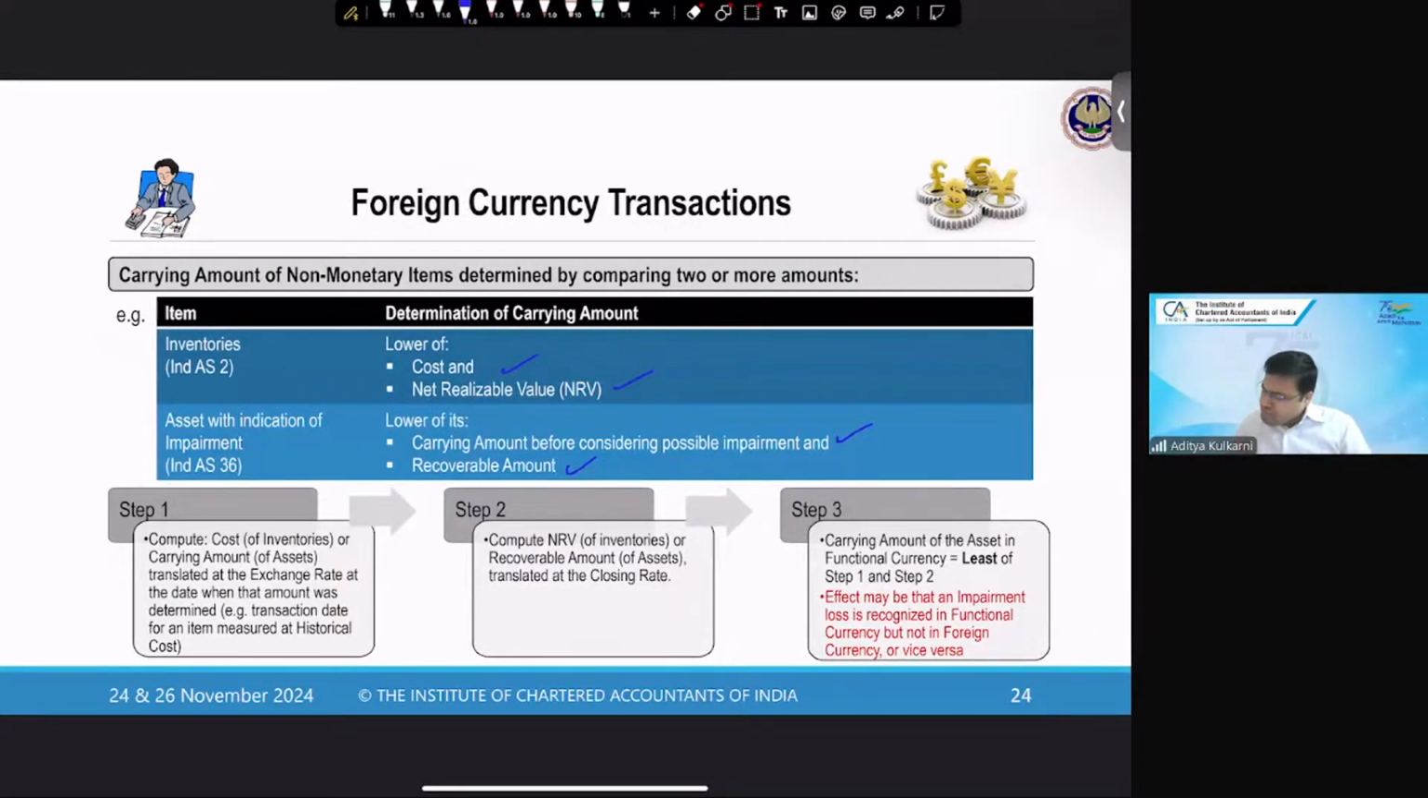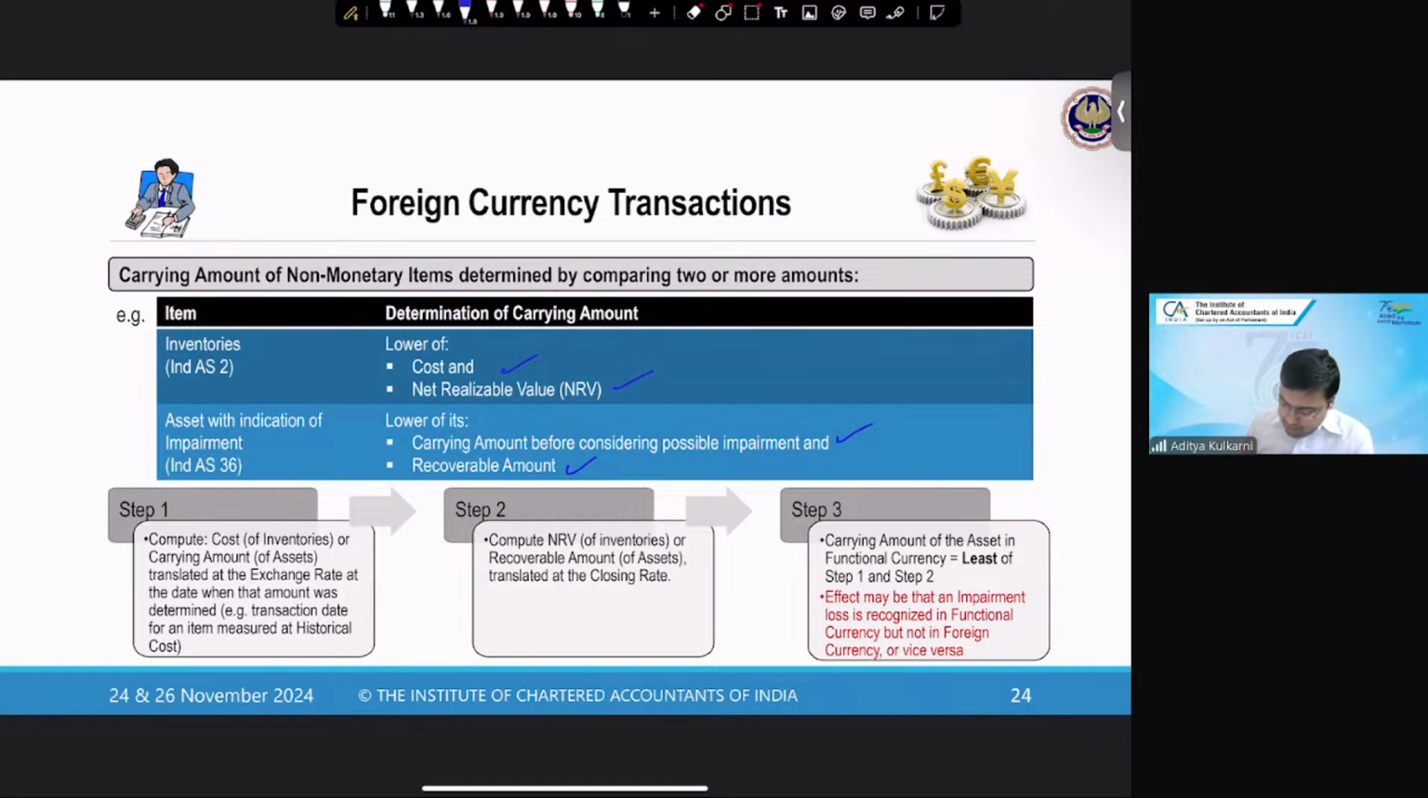All right. Now, there are some cases where the reported number is based on a comparison between two variables. One is cost and the other is net realizable value in case of inventory. Same for impairment also: carrying amount versus recoverable amount. And these are non-monetary items for which I made the payment in foreign currency. There could be numerous such cases. So how do I do that?